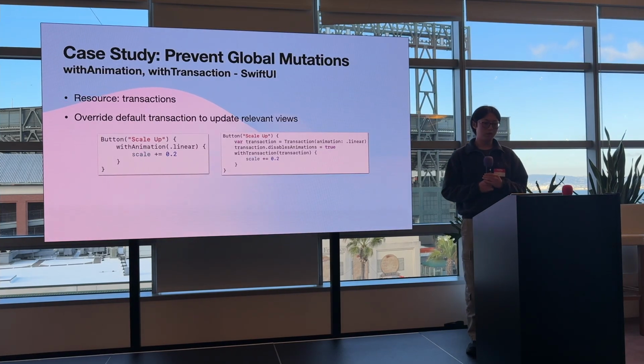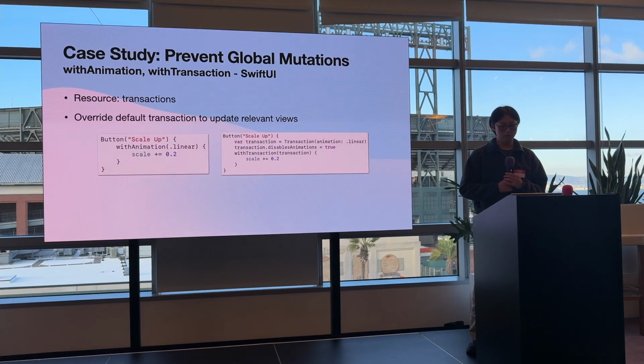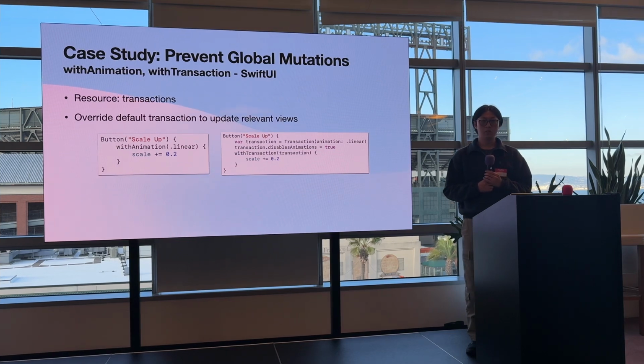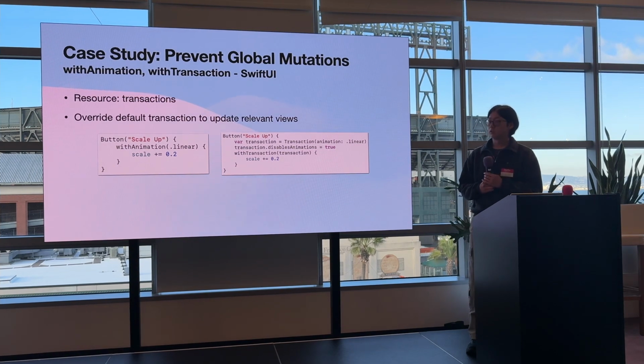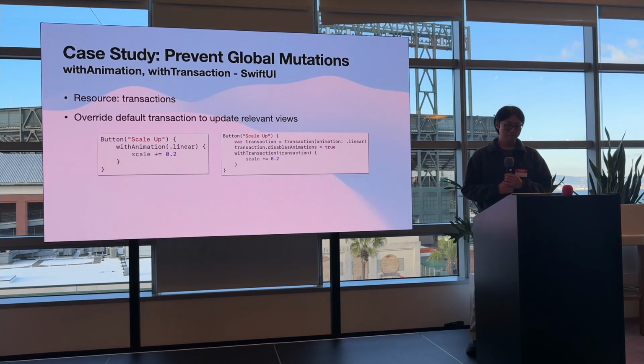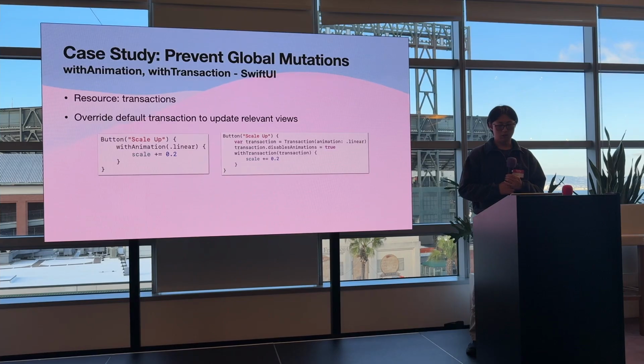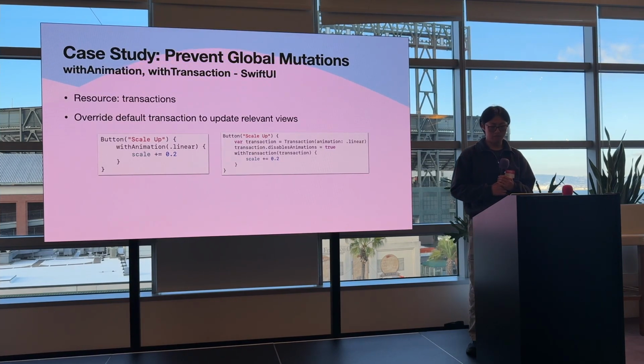Next up, let's pick up the pace and look at some more interesting examples. The first one is withAnimation and withTransaction in SwiftUI. I think this is a very popular API that people working with SwiftUI interact with every day. And withAnimation is basically a wrapper around withTransaction. It just creates this transaction for you, passing in the animation you pass to withAnimation.